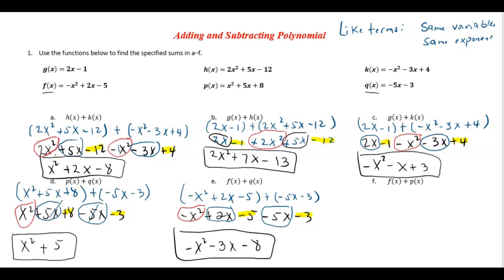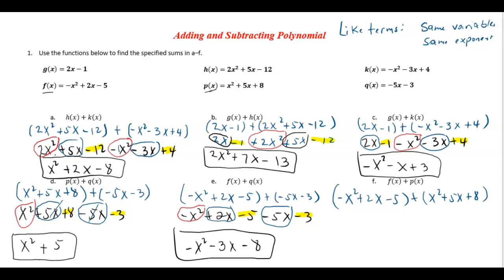Now, we got f of x and p of x. So we're going to go ahead and write it down. F of x is negative x squared plus 2x minus 5 plus p of x is x squared plus 5x plus 8.